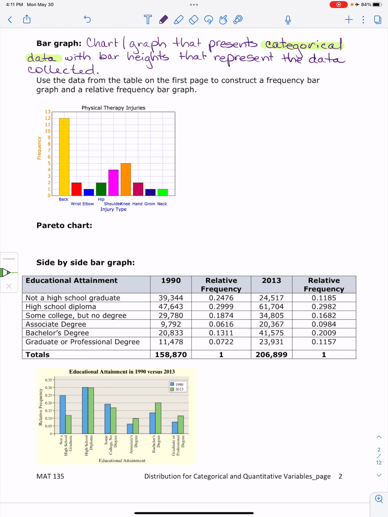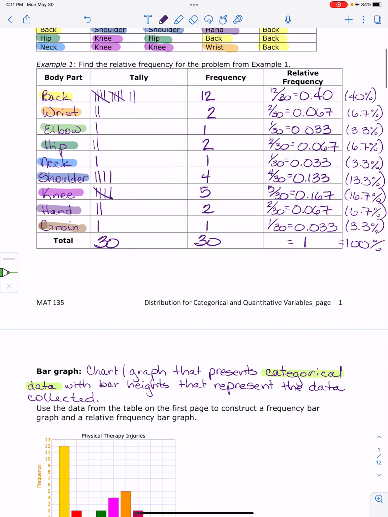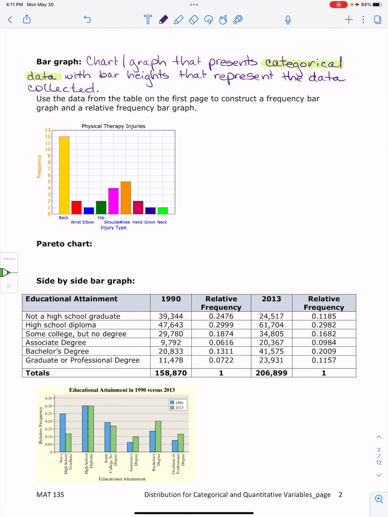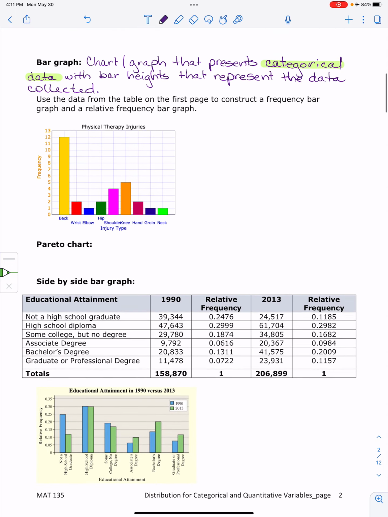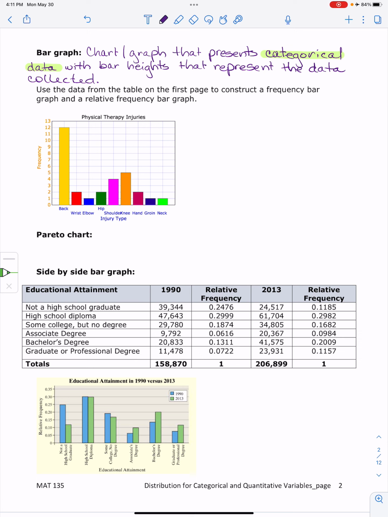So we are talking about eye color, we are talking about pets, we are talking about numbers of pets, okay? These are descriptors. Notice here, this is our data from our physical therapy injuries. So our back injury, that was first, 12 high. I guess I could have been really organized and color coordinated with these bars, but I did not. Okay, so there's our wrist. If we look back, we had 2 wrist injuries, and our bar graph shows that too.